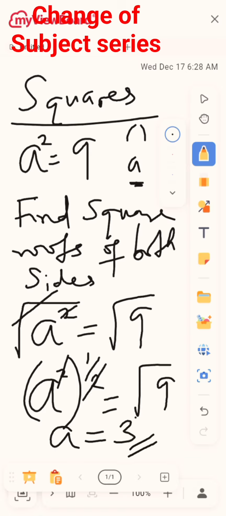So when we have a square, the way to get rid of your square, excuse me, is by finding the square root. Let's look at another example.